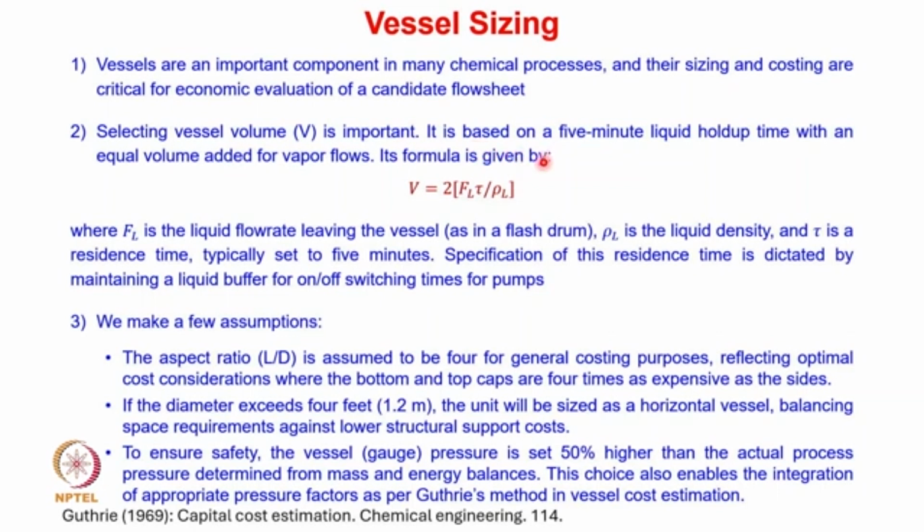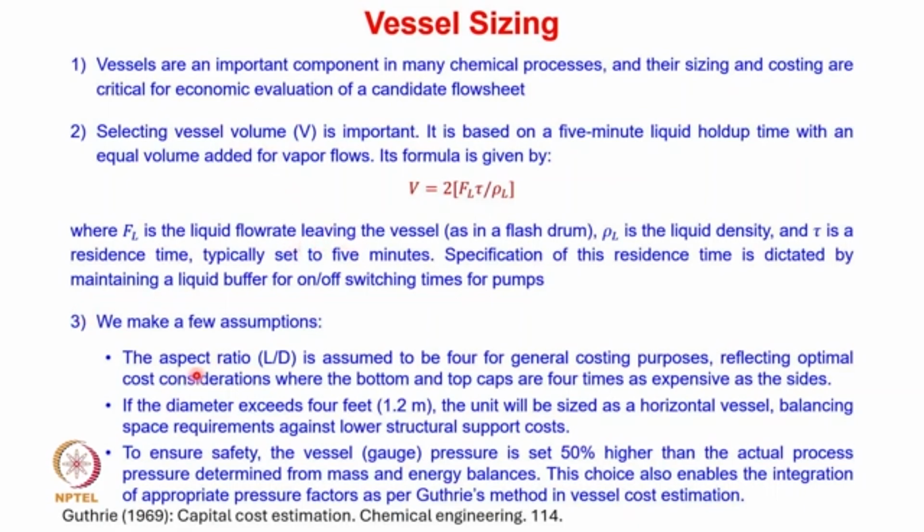So usually to calculate the vessel sizing, we assume a 5-minute liquid hold up. So if we assume a 5-minute liquid hold up time, with an added equal volume for the vapor flows, so you can see that we can get the volume equals to 2 into FL into tau divided by rho L. So here FL is the liquid flow rate, tau is the residence time, rho L is the density of the liquid, and 2 we have added because we are assuming that there is an equal volume added for the vapor flows. So here in this equation we can put tau equals to 5 minutes, and based on that we can calculate the V. So this is going to give us the vessel volume.